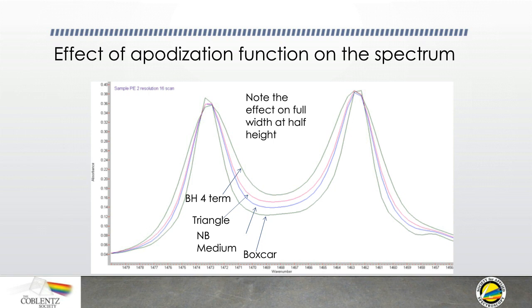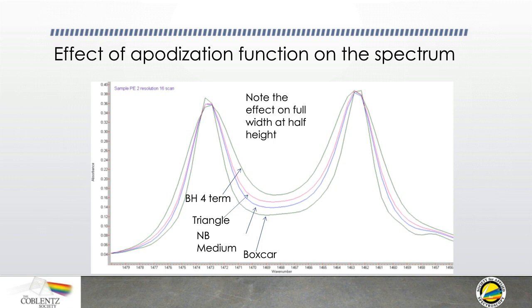The medium apodization functions, like triangular and Norton-Beer medium, are the ones in the middle here. And you can see that they haven't really grossly impacted the band shape. A strong apodization function, which is a four-term Blackman-Harris, you can see that the band shape has broadened out substantially. So note the effect of changing the apodization function on the full width at half max of your sample. Again, you want to keep it unless there is a real research reason why you want to do it. You really want to keep it at the medium apodization functions.